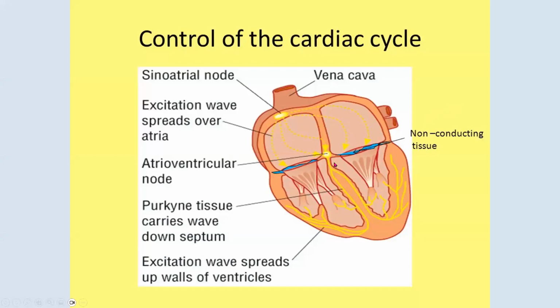Okay, so here it is. There's a layer. The SA node sends off the signal, and these contract. The AV node here then sends it to the rest. But electrically, the top and the bottom of the heart are quite separate.